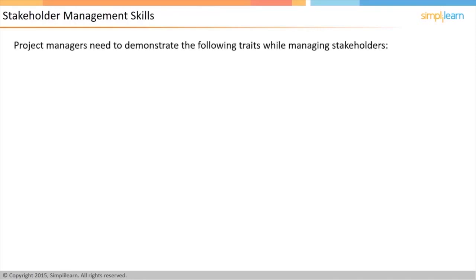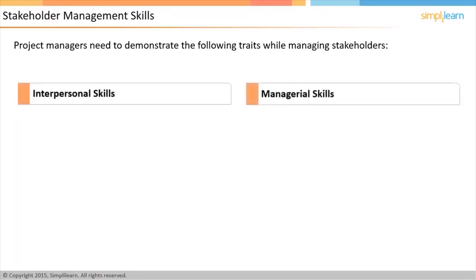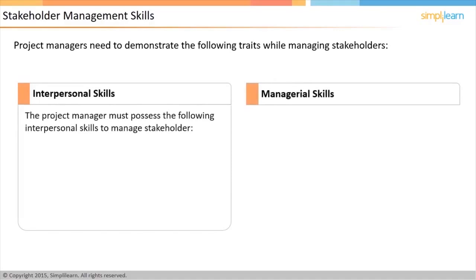Stakeholder management is both an art and a science. Since it involves dealing with people, and people are inherently nonlinear and unpredictable, there is no one-size-fits-all strategy or tool that will work while managing them. However, a project manager may use a few traits and techniques while managing stakeholders, which are classified as interpersonal skills and managerial skills. A project manager must possess good interpersonal skills.